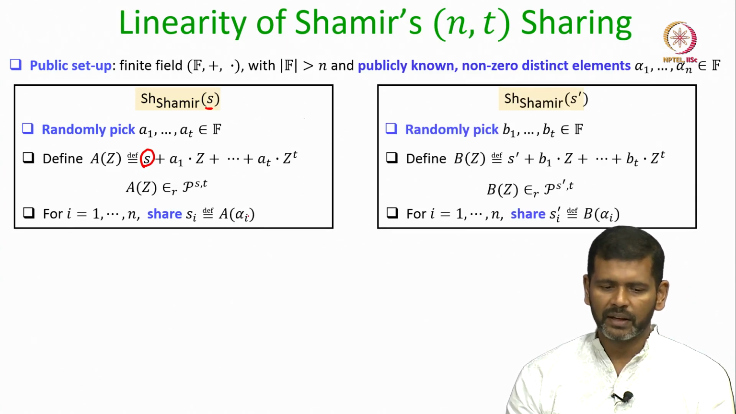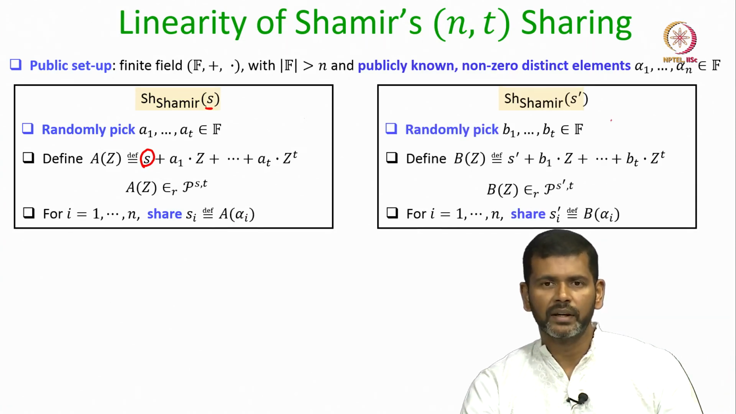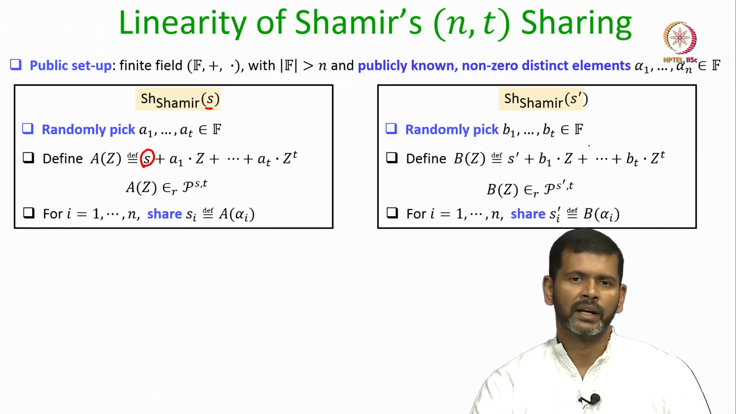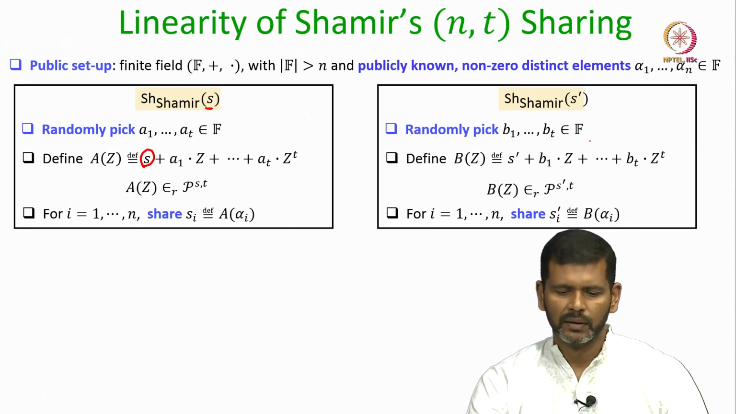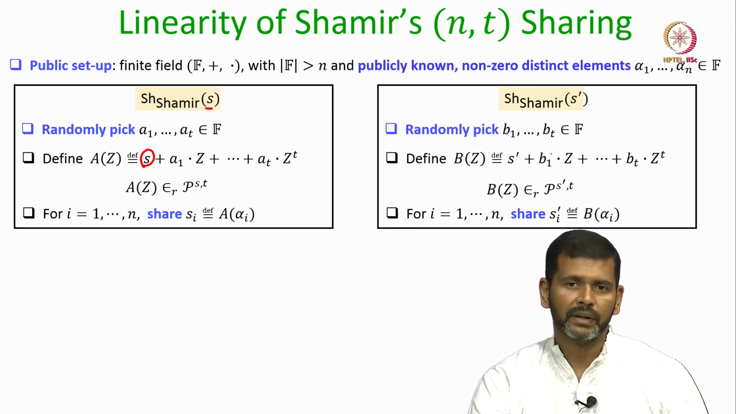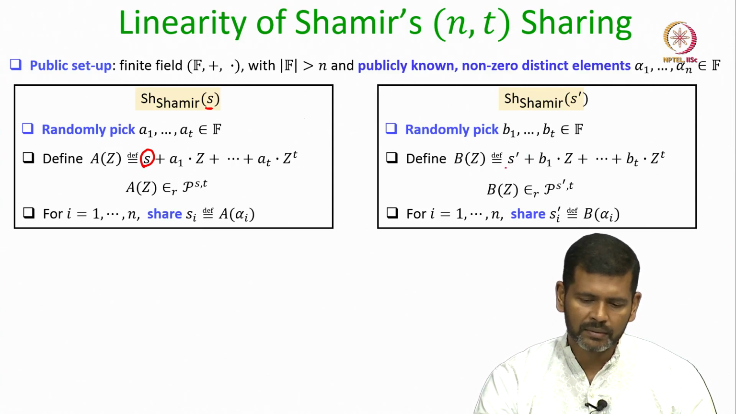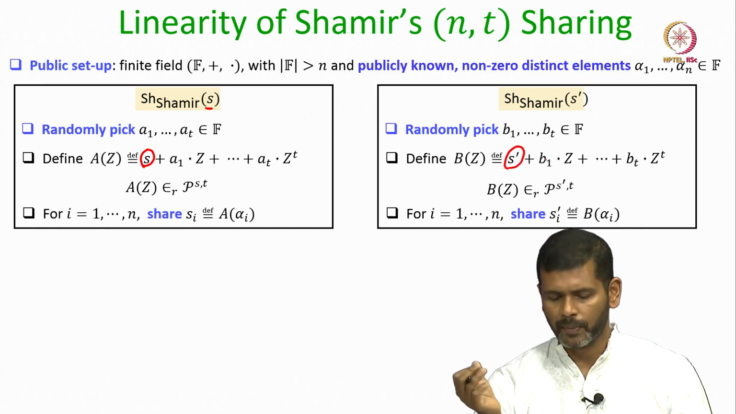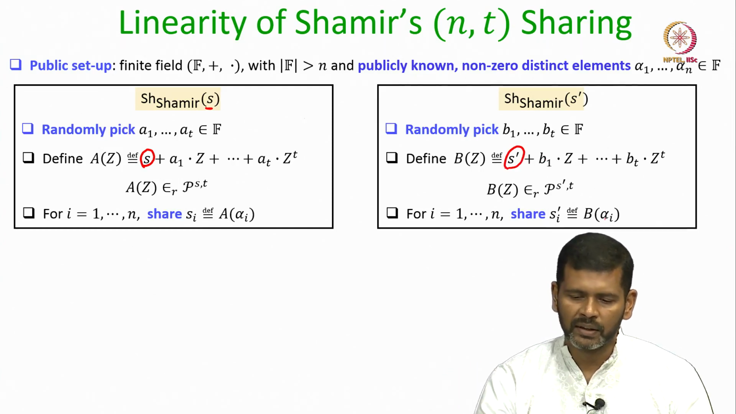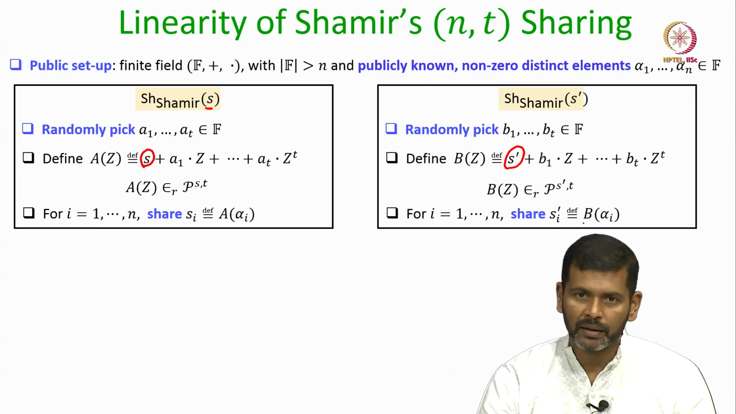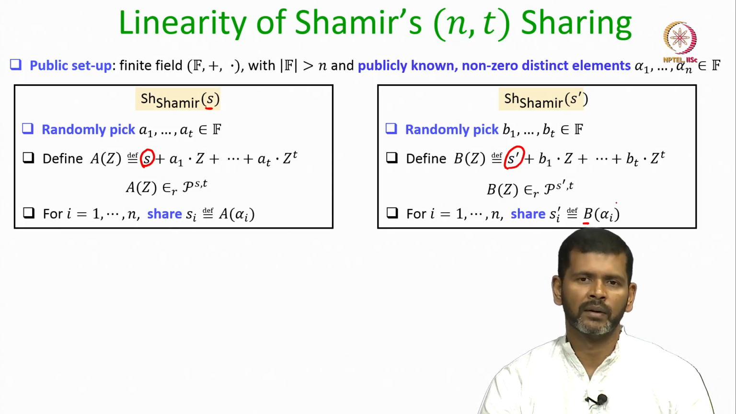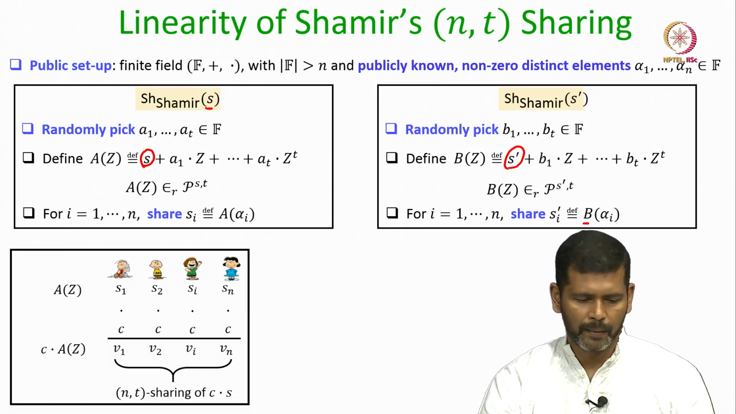Now, imagine there is another dealer who has secret shared a value S prime using an instance of Shamir's secret sharing. For that, it has picked a random T degree polynomial. Let me call that polynomial the B polynomial. The constant term of the B polynomial is S prime and all other coefficients are randomly chosen, and the shares for the secret S prime are generated by evaluating the B polynomial at alpha 1, alpha 2 up to alpha n.